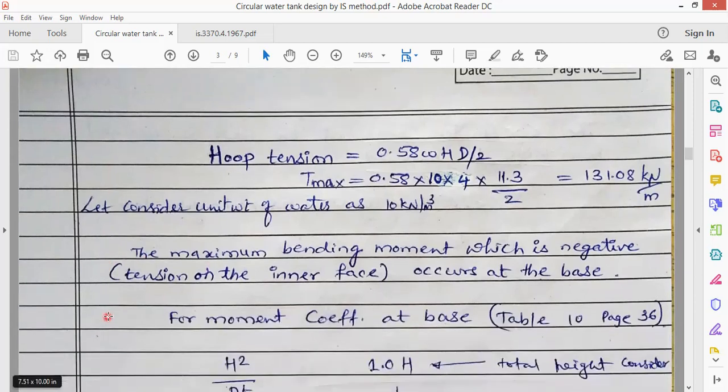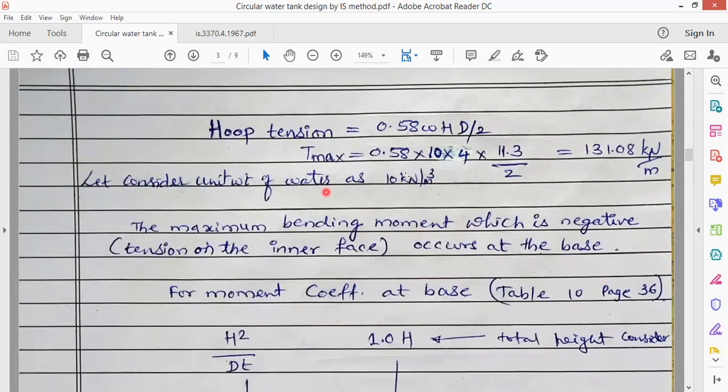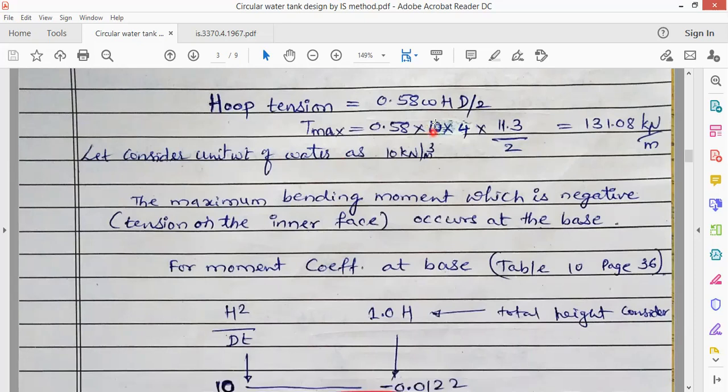Now I have considered here 10 kilonewton per meter cube. As I said in the previous video, you may consider 9,800 kg per meter cube density, or you may consider 10,000 kg per meter cube density. In the previous video I said that it is 9,800 kg per meter cube, means 9.81 kilonewton per meter cube. So it depends on you. You can consider 9.81 or 9.8 for simplification of the calculations. I have considered 10 here as the unit weight. So T max, hoop tension, is 131.08.